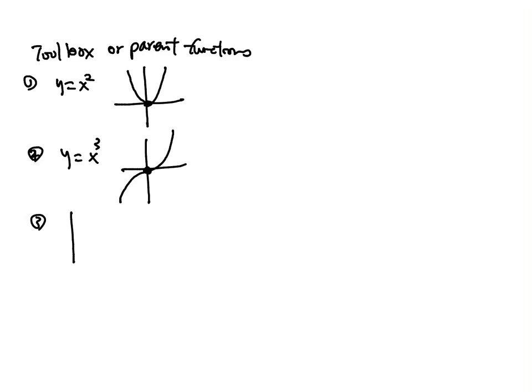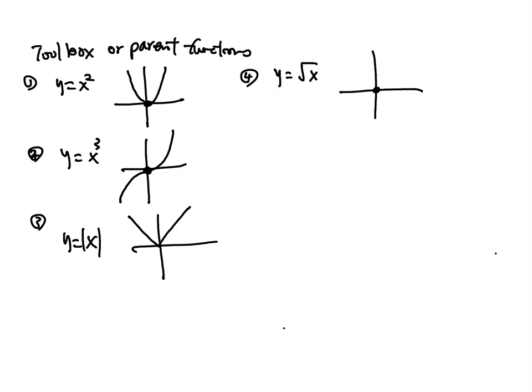Absolute value. Excuse me, just jumping ahead of myself. You should know it looks like a V with a vertex at 0, 0. And the square root function, you should know it looks like, starting at 0, it looks like this. Alright, what else do we have? Yeah, I think these are the major ones that we'll be dealing with.